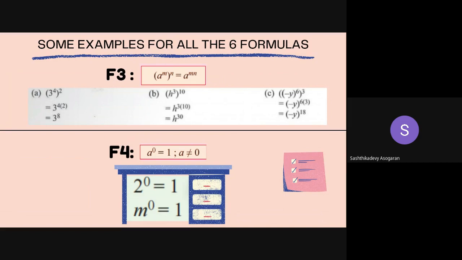For formula 4, it states that a to the power of 0 equals 1. For example, 2 to the power of 0 equals 1. It also applies the same way where m to the power of 0 also equals 1, and a does not equal 0.